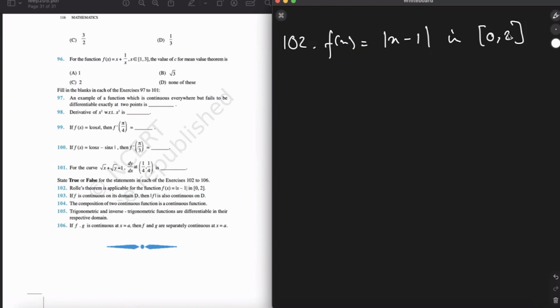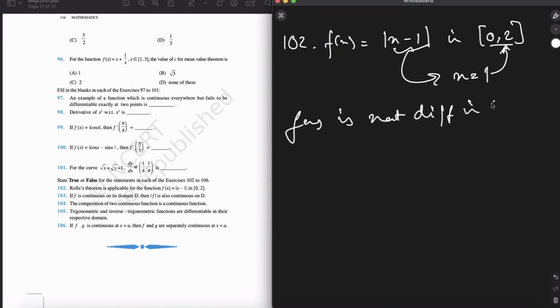No, because at x = 1, which comes between these numbers, the function is not differentiable. This means that f(x) is not differentiable in the domain that has been given to us. So Rolle's theorem is not applicable. So the first answer will be false.